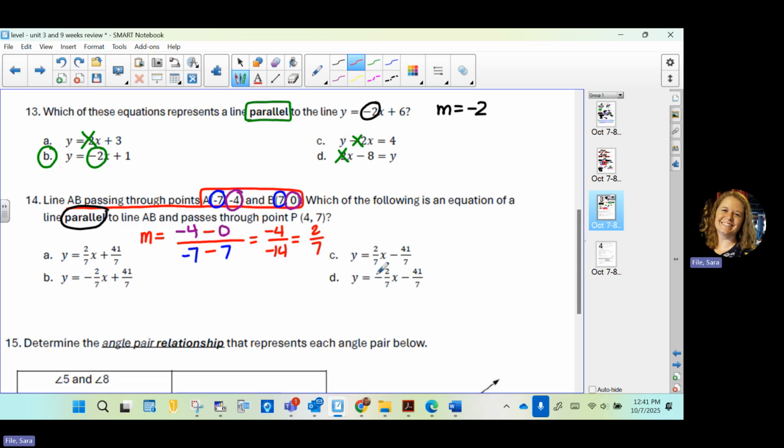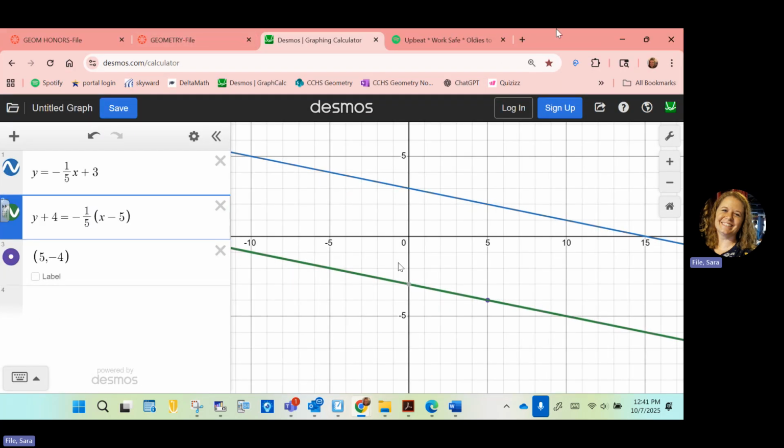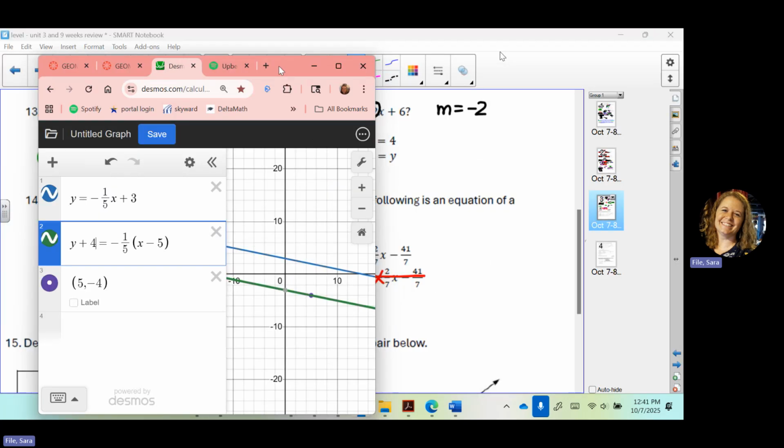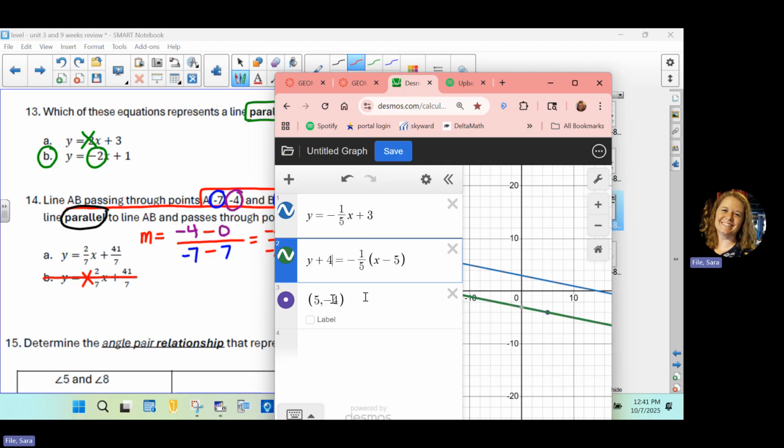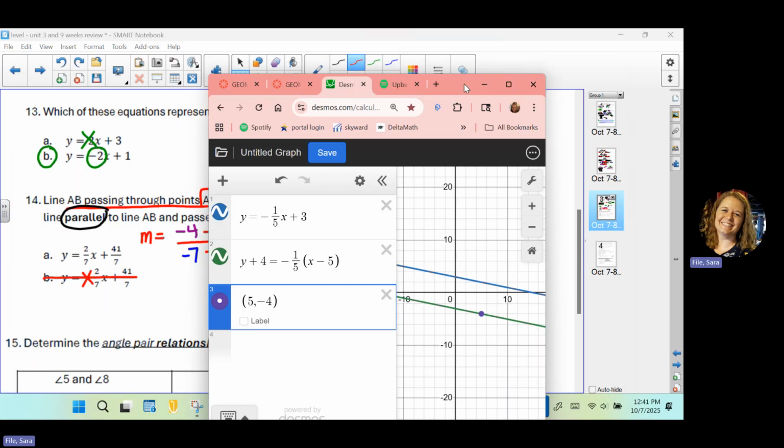So immediately I can see this is wrong because it's negative. This is wrong because it's negative. So B and D are out. Okay, so both A and C have a 2 over 7 slope. So now I have to see which one goes through this point. Now I can do this algebraically, but again, I highly recommend y'all use Desmos. Okay, so plug in the point you want it to go through, 4, 7.